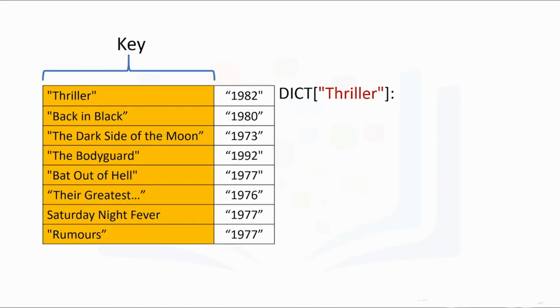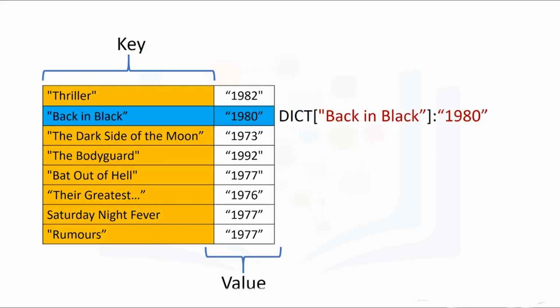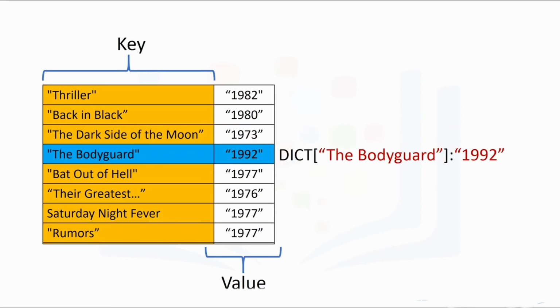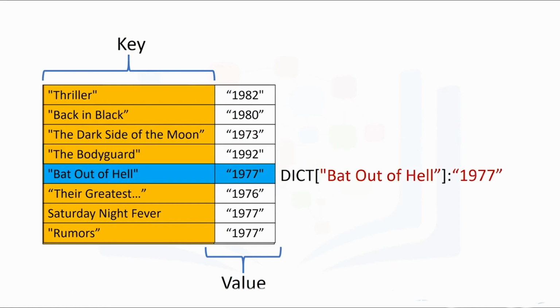The key is used to look up the value. We use square brackets. The argument is the key. This outputs the value. Using the key of Back in Black, this returns the value of 1980. The key, The Dark Side of the Moon, gives us the value of 1973. Using the key, The Bodyguard, gives us the value 1992, and so on.